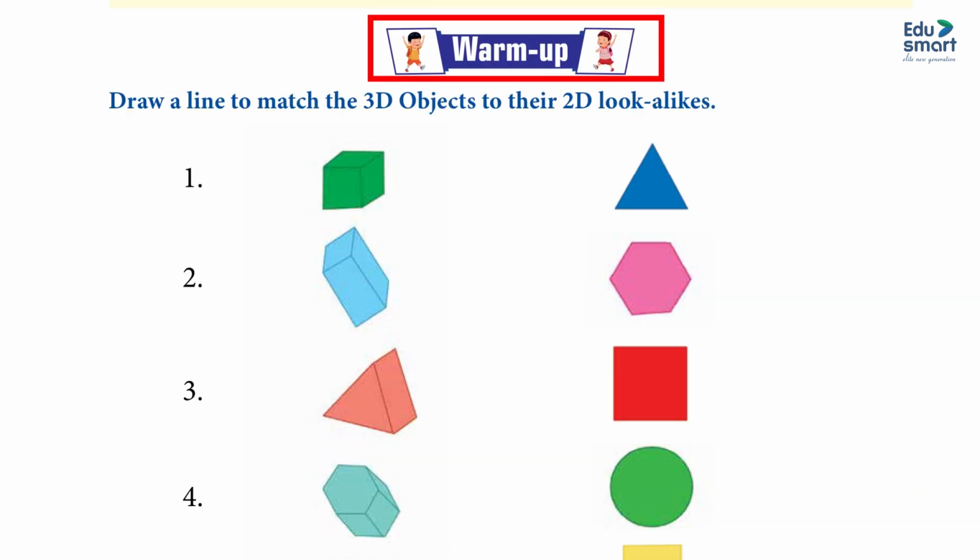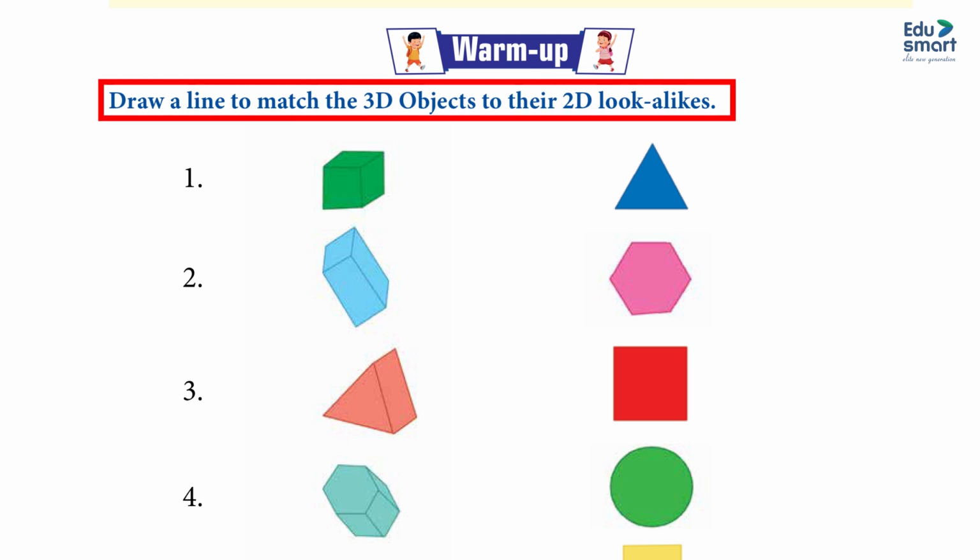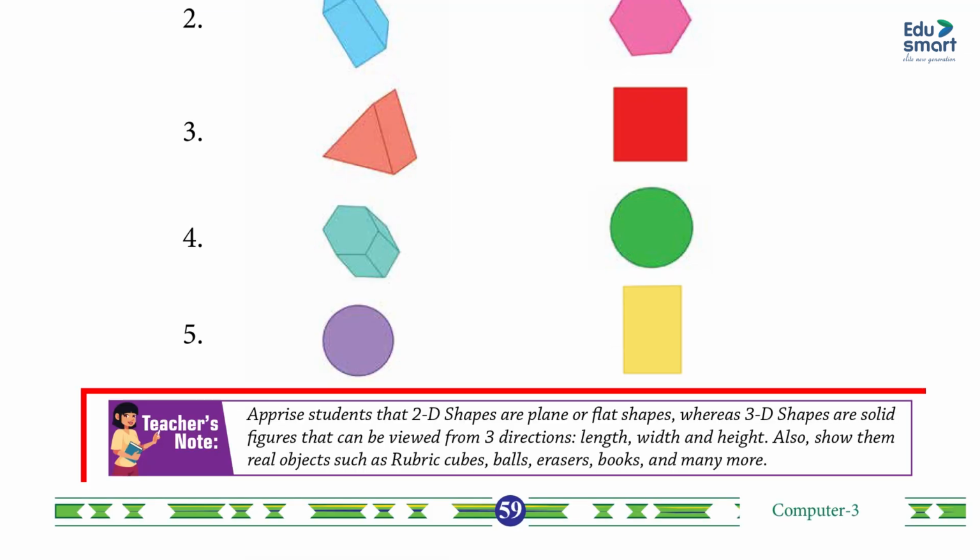Warm up. Draw a line to match the 3D objects to their 2D object look-alikes. Teacher's note: apprise students that 2D shapes are plane or flat shapes, whereas 3D shapes are solid figures that can be viewed from 3 directions: length, width, and height. Also show them real objects such as Rubik's cubes, balls, erasers, books, and many more.